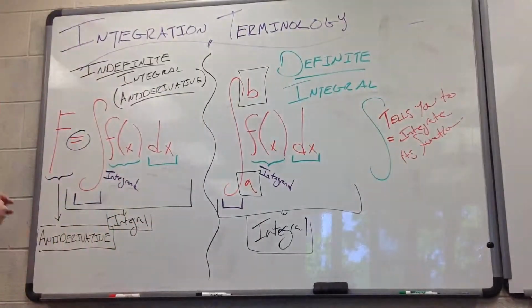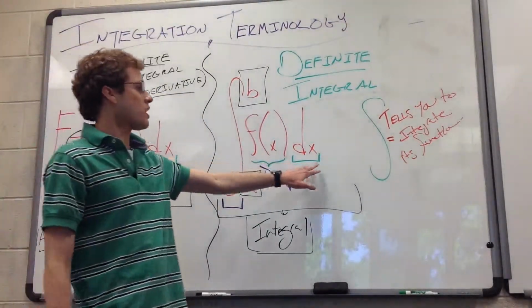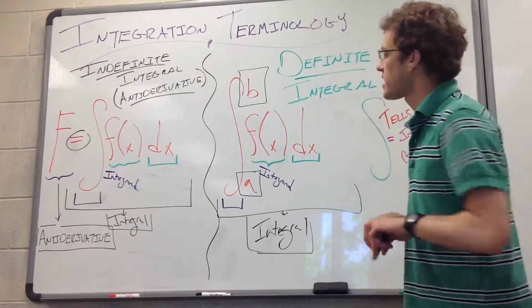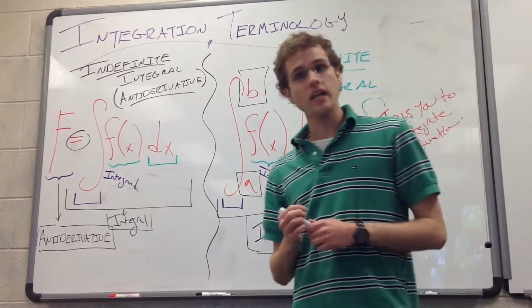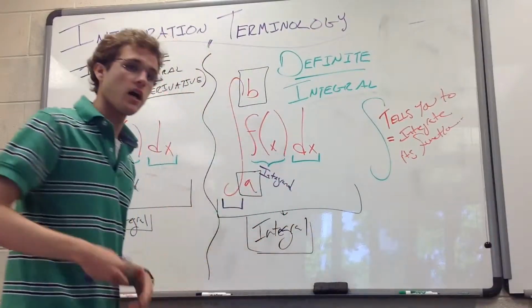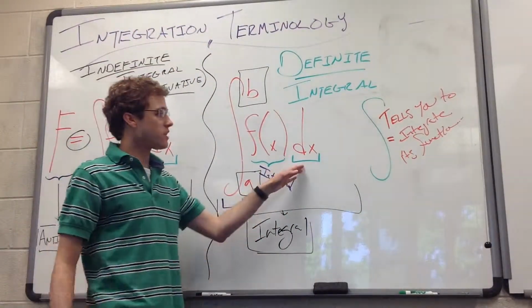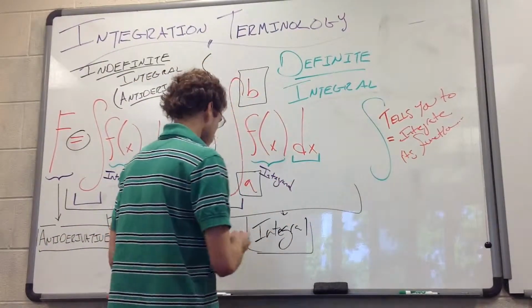All right, and this right here, dx. Now, of course, you should know that this could also be dy or dt or d theta or d anything. It is just telling us what variable we need to integrate with respect to. So this is the variable of integration.